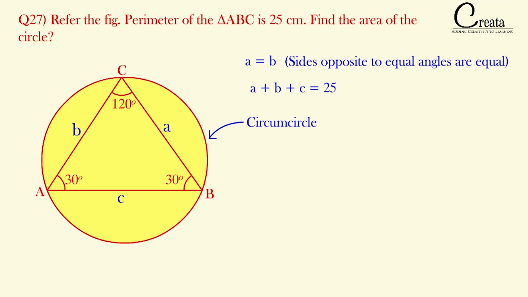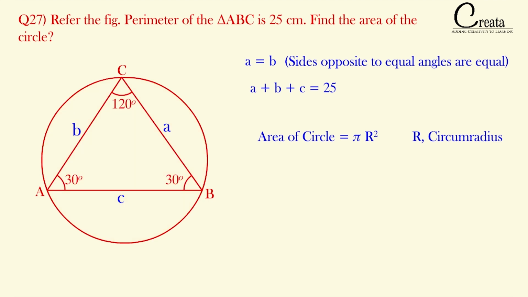And we have to find the area of the circle. And we know the area of the circle is pi r square. If somehow we are able to find the radius of the circle, that is, if somehow we are able to find the circumradius, we can find the area of the circle.